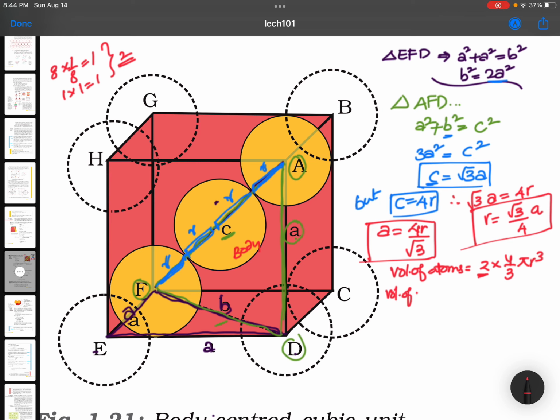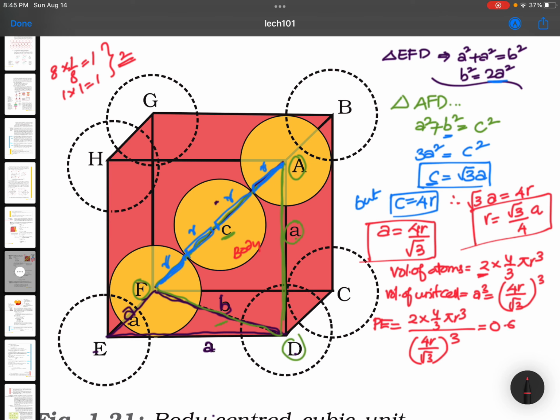Volume of unit cell will be, as you know, A cube. But A is equal to 4R by root 3. So 4R by root 3 whole cube. Now you know packing efficiency is equal to volume of atoms, 2 into 4 by 3 pi r cube, divided by A cube. A is nothing but 4R by root 3 whole cube. If you simplify this, you will get the answer as 0.68, or if you want to take percentage, this will become 68%.